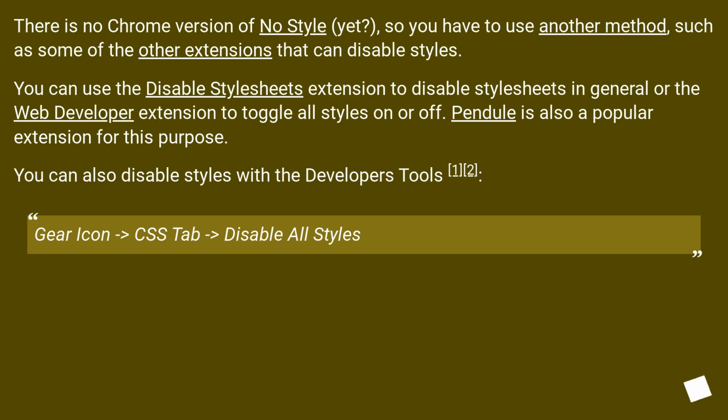You can also disable styles with the developer's tools, F12. Gear icon > CSS tab > Disable all styles.